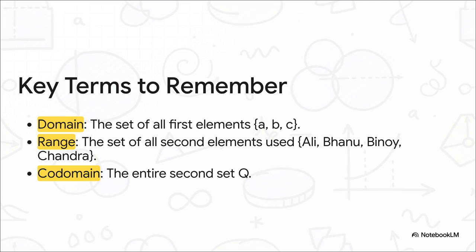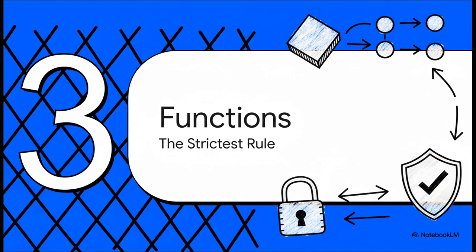Just remember this, the range is always a part of the bigger codomain. Okay, so relations can be a bit casual, but now let's get even stricter. I want you to imagine a type of relation that is super disciplined, a real rule follower. This very special, very strict type of relation has a special name. We call it a function. And to be a function, it has to follow two very, very important rules.